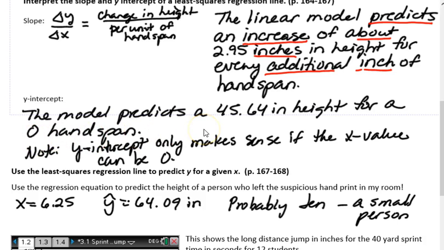Well, this is clearly ridiculous. The Y-intercept only makes sense if the X value, or the explanatory value, can be 0. Many times it cannot. So in that case, that would not make any reasonable sense.